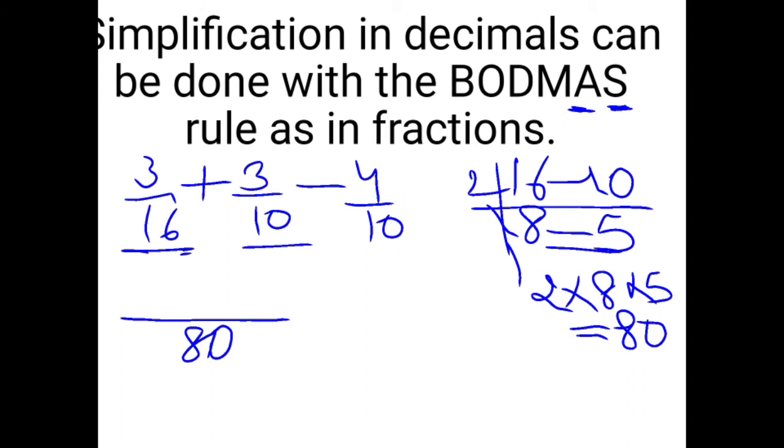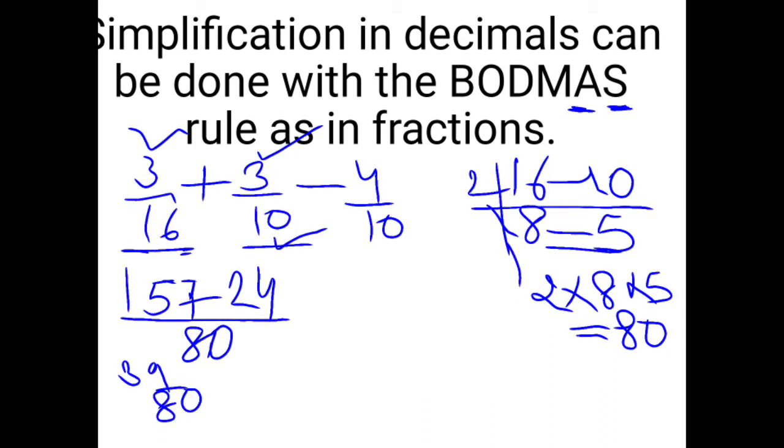5 multiplied by this 3 is 15. Again divide 80 by this 10. We got 8. And 8 multiplied by this 3, we got 24. So 15 plus 24, what does it become? It becomes 39 upon 80.